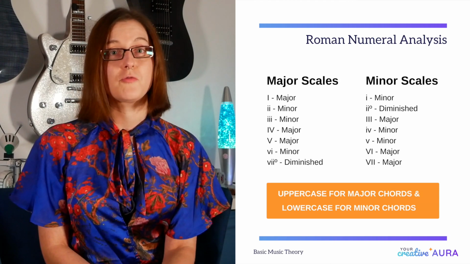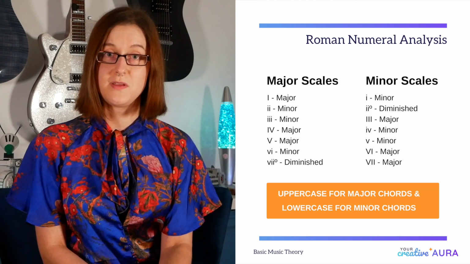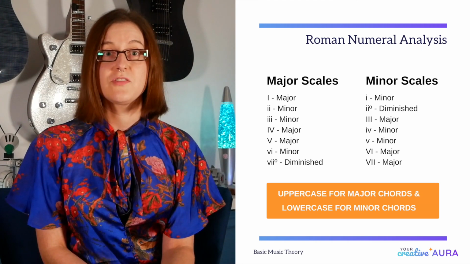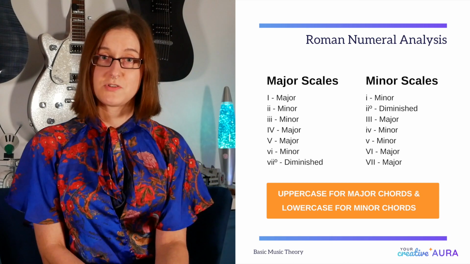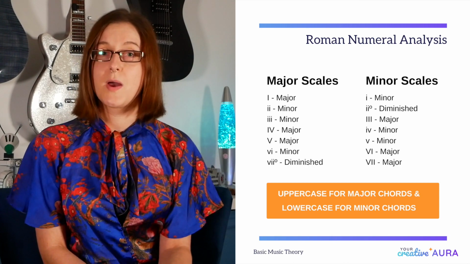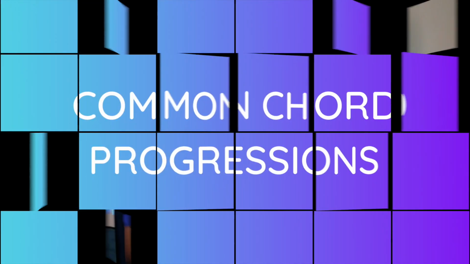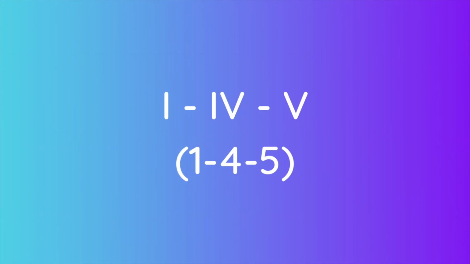So these numbers represent its relationship with the tonal chord in the piece of music. So let's go through some examples to demonstrate this. And to demonstrate this, we'll use the most common chord progressions. In Western music, we have a few common chord progressions which are used. So the first one we'll look at is the 1-4-5 chord progression.